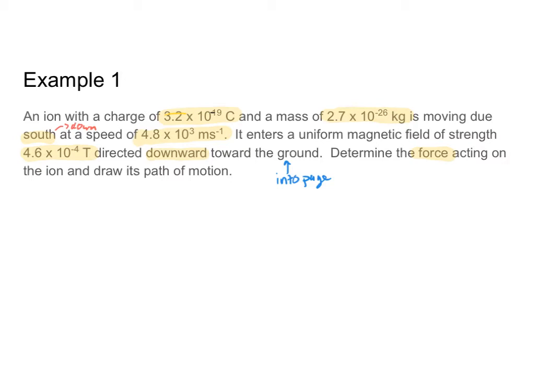So what I'll do is I'll go ahead and draw my magnetic field going into the page, so a bunch of X's. Then I'll go ahead and draw the motion of my particle before it enters the field, like so. Now, my field is going into the page, and my particle is going down.